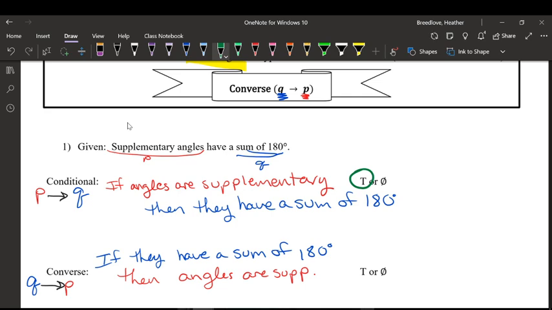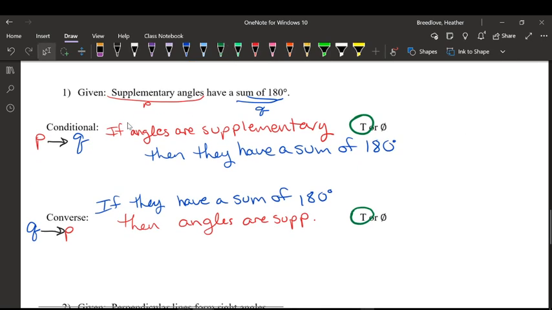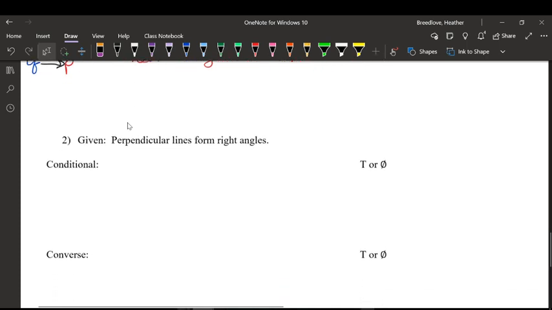What about if you read the converse? If they have a sum of 180 degrees, then angles are supplementary. True. That is also true, which we'll talk about with biconditional statements tomorrow, and how a definition is a good biconditional statement. But if it doesn't work both ways you say it, then you probably don't have a very good definition. All right, one more example.